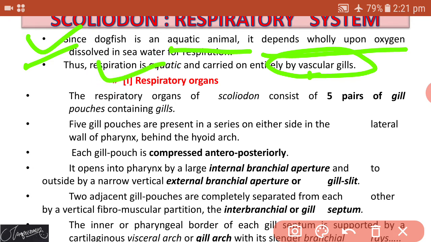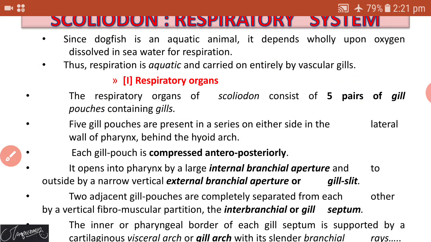The gills number 5 pairs. These gills are present, protected in a pouch, and that pouch is called a gill pouch. They have 5 gill pouches which are present on either side in the lateral wall of the pharynx and behind the hyoid arch. These gill pouches are found behind the hyoid arch, nearer to the wall of the pharynx, having a connection with the pharynx.